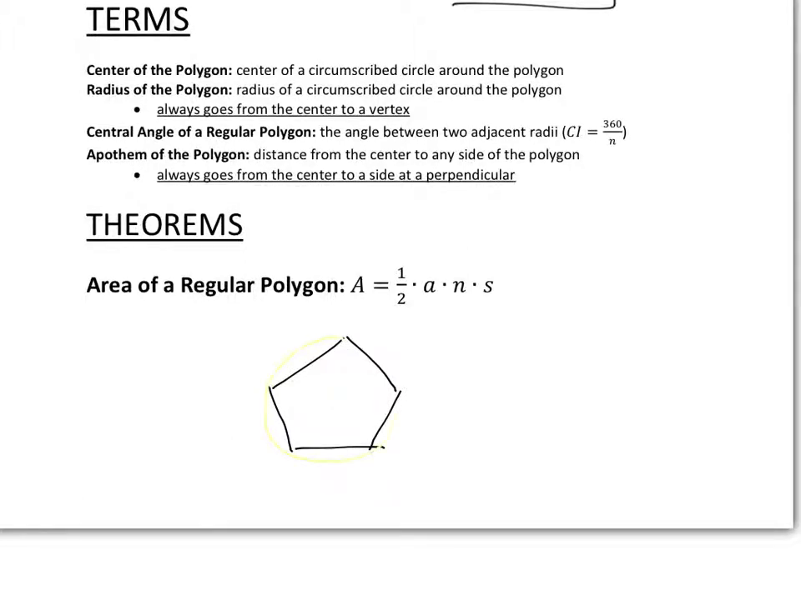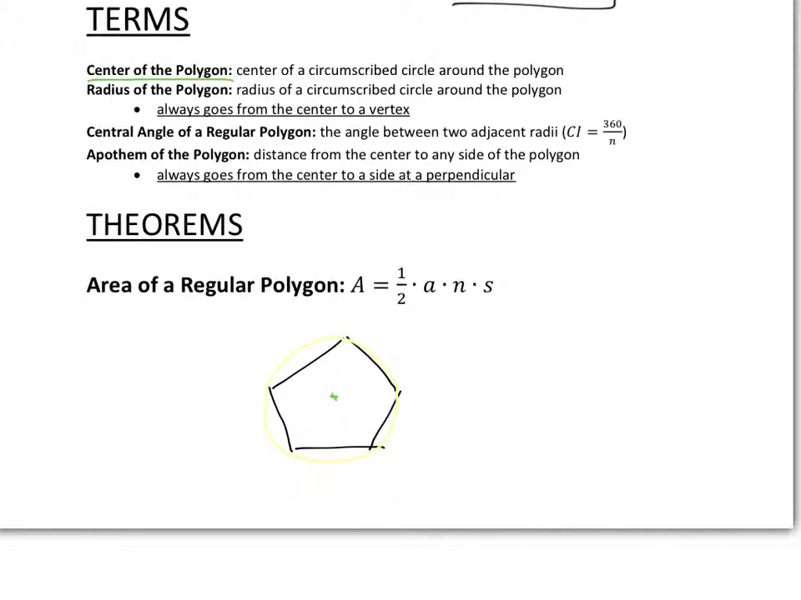So we're going to start with this regular polygon, and we're going to circumscribe a circle around the regular polygon. Look how good that circle is. Not that good, but it's not bad. So we've got a circle circumscribed around it, and that's going to help us define some of the important terms. With that circle, the center of that circle is also the center of the polygon.